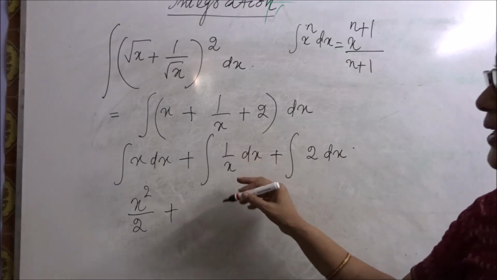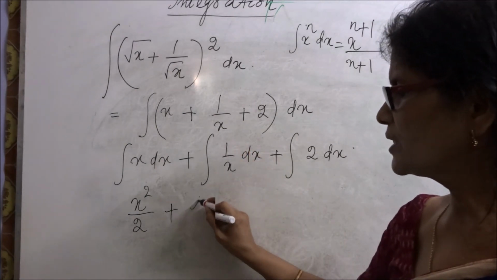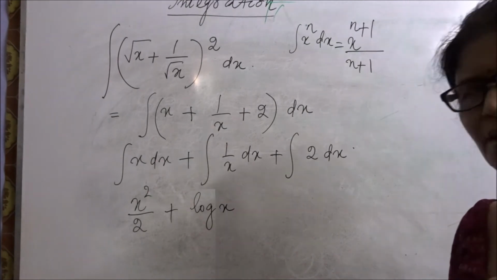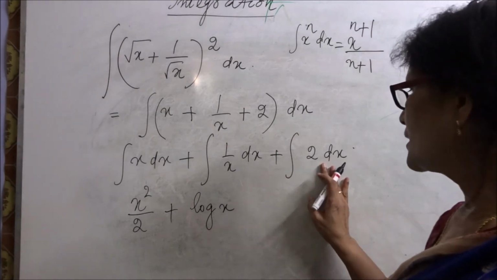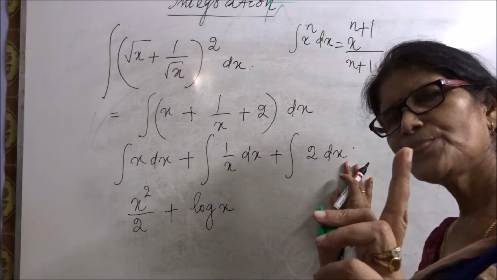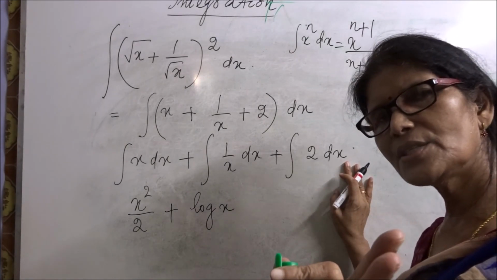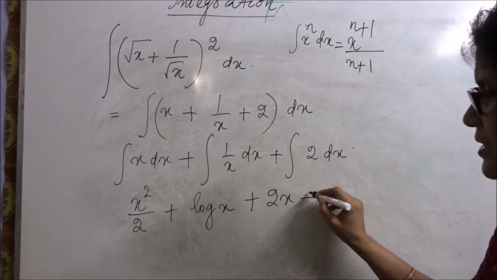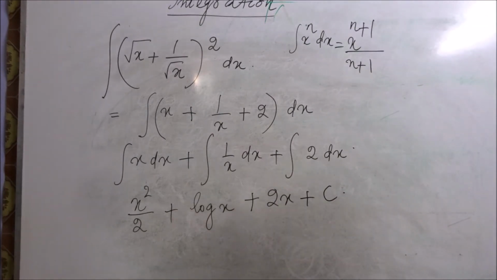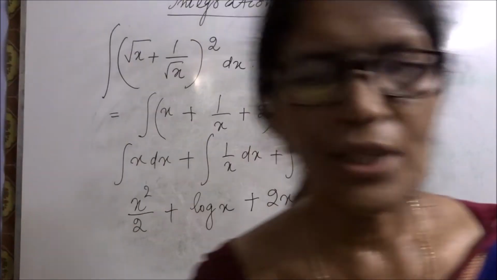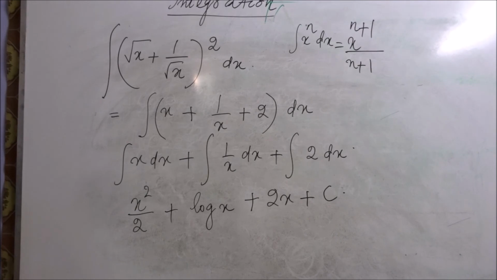Next is 1 by x. You know that its integration is log x, since the derivative of log x is this. Next is the integration of dx, which is x. The integration of 2 dx is 2x. So this will be 2x plus c. Next I am writing another question, you can go on copying this.